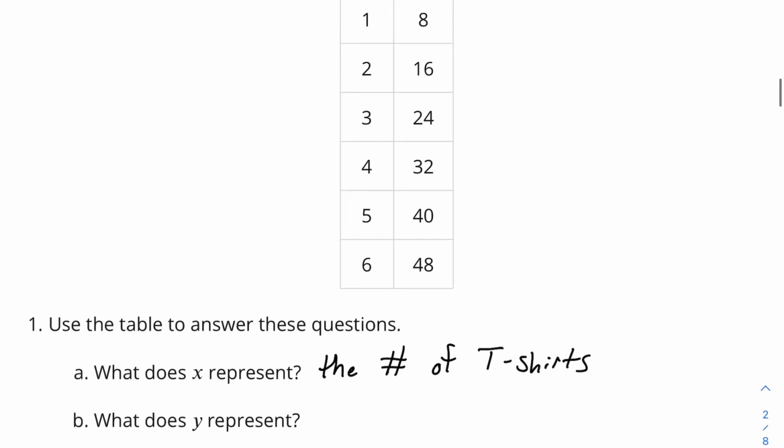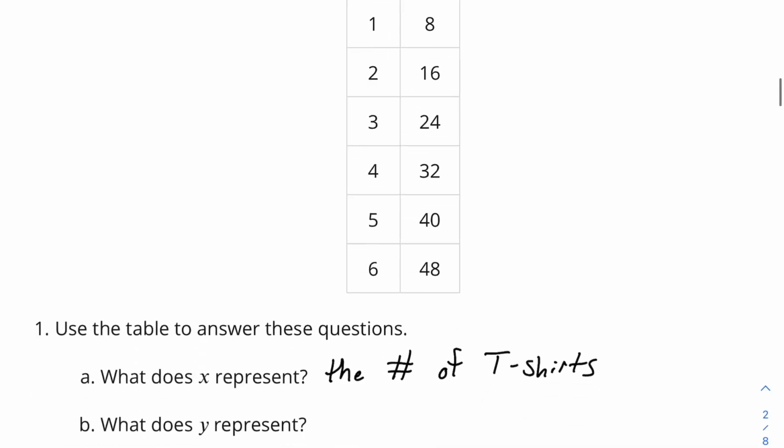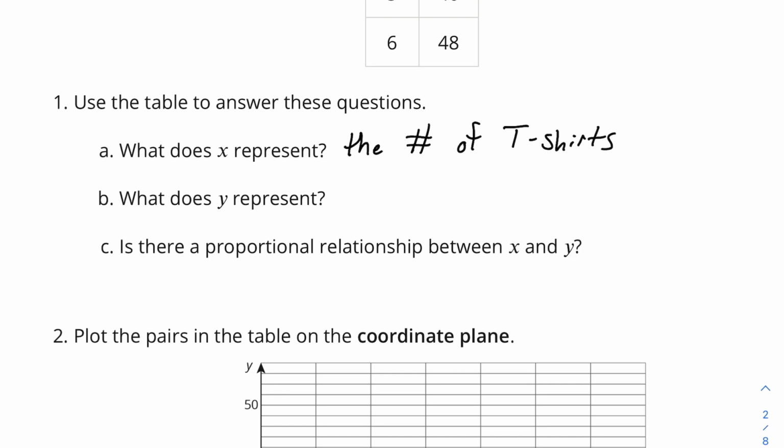and Y is if each t-shirt cost $8, 2 of them would cost 16, 3 would be 24. Those are all multiples of 8. You're simply multiplying the X value by 8 to get the value of Y. So I can see that Y is the cost, or the total cost, given the number of t-shirts.